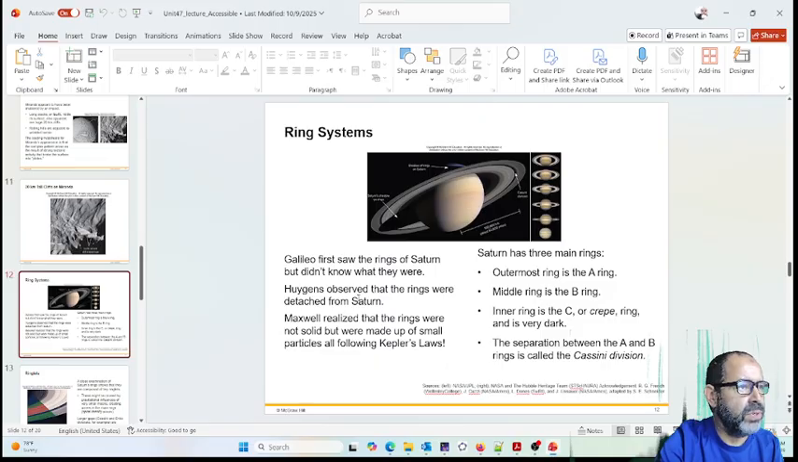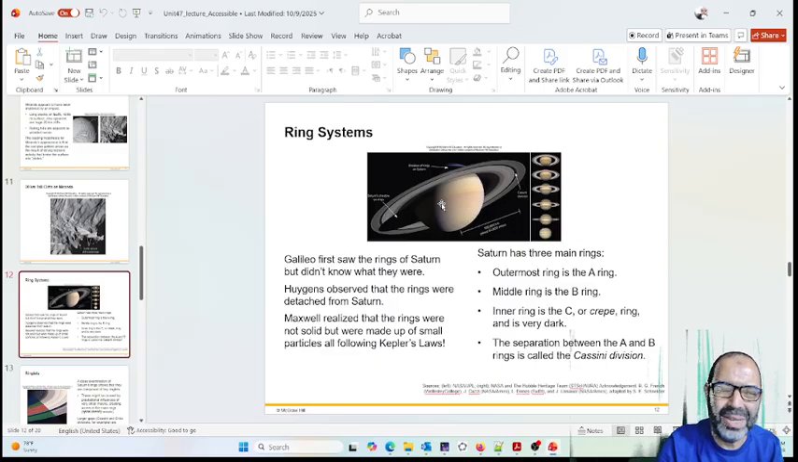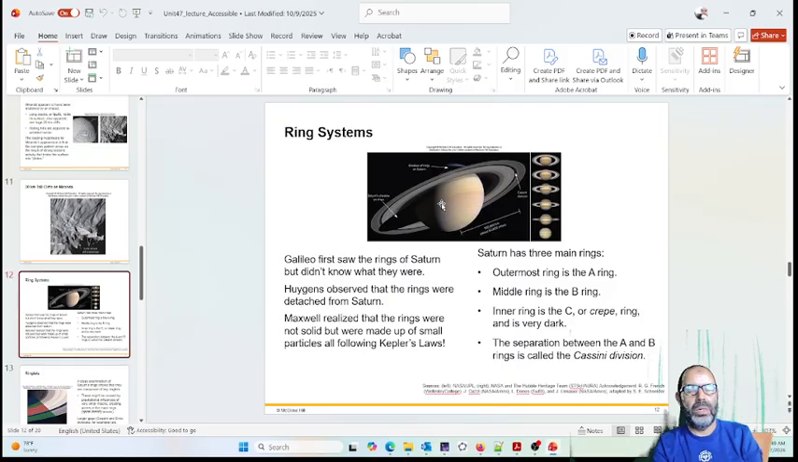In terms of ring systems, obviously the first rings were observed for Saturn because they are obvious. Galileo, when he saw them, didn't know what to make of them, so when he drew the picture, he drew them like ears, like rabbit ears. It was Huygens later on who noted that they are not attached to the planet but separate from it. It was Maxwell who argued, based on Kepler's laws, that they must be tiny rocks, smaller objects, each and every one following Kepler's laws, and that's basically what we know today.